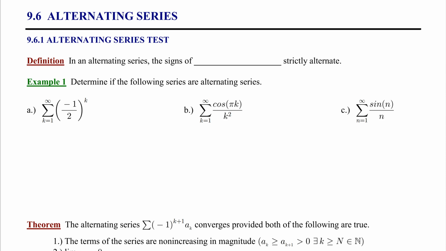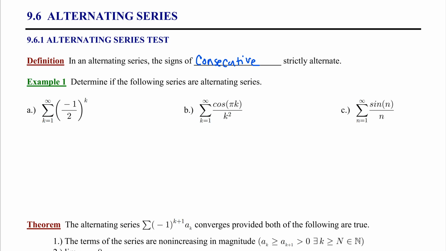Now, let's be clear on what an alternating series is. In an alternating series, the signs of consecutive terms strictly alternate. That means the sign switches with every other term. In example 1, we will determine if these series fit that definition. Example A, we have the sum from k equals 1 to infinity of negative 1/2 to the k power.